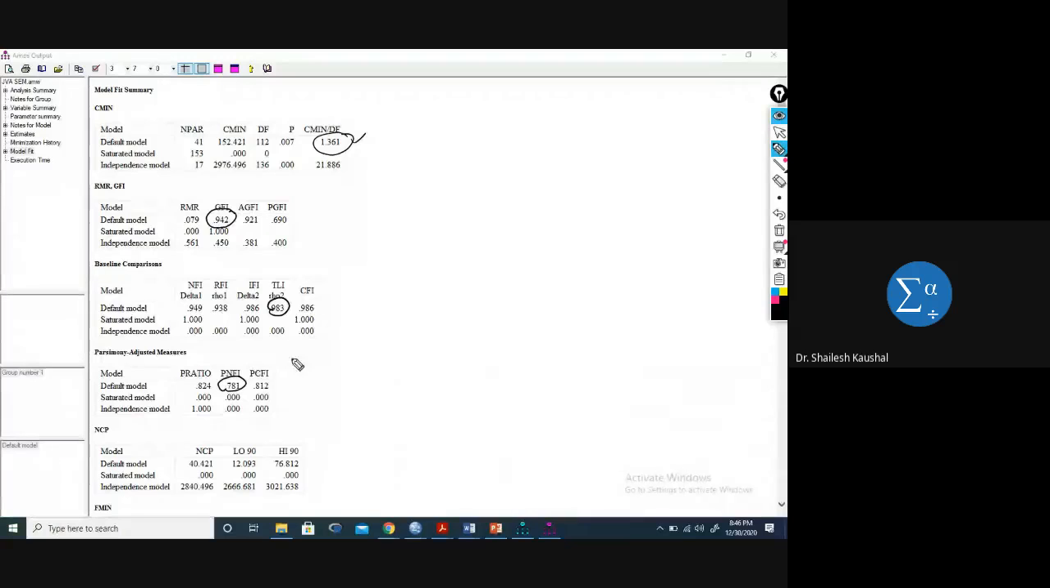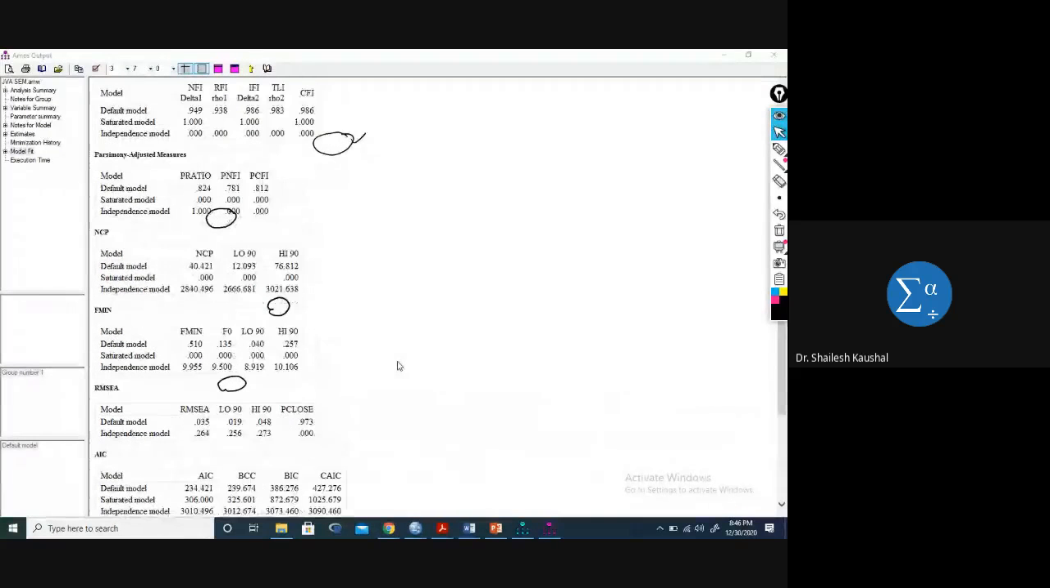And the third thing, the badness of fit index. So what is the badness of fit index? RMSEA. This is my RMSEA. So again it is fit. So all the 5 values are good for structural equation modeling. So my model is fit.